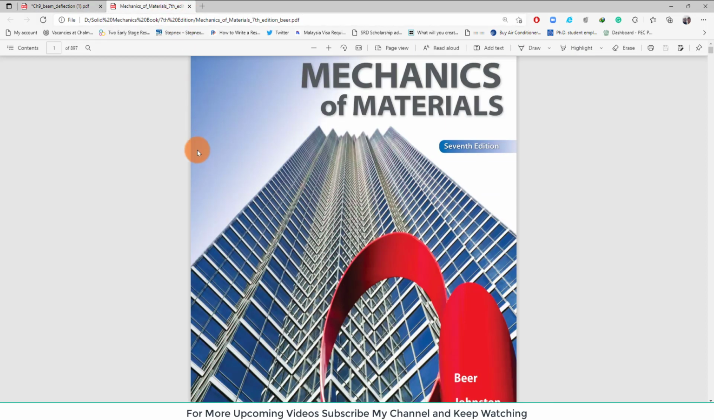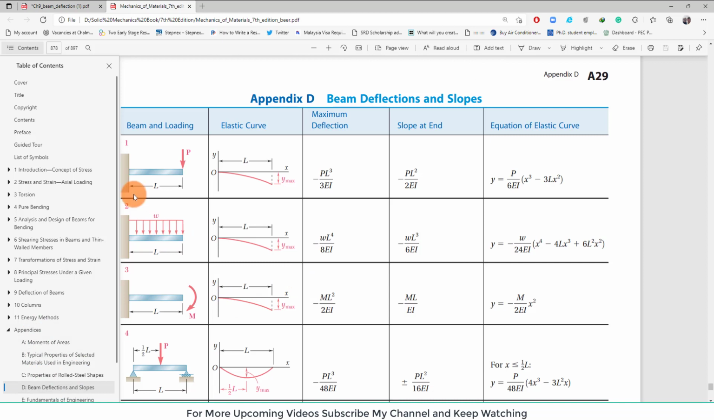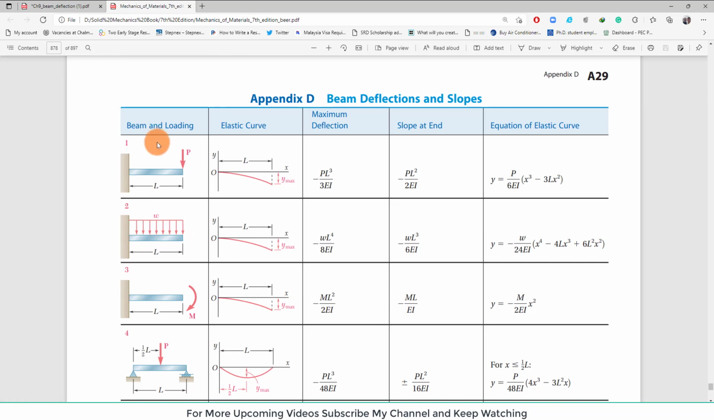This is the book Mechanics of Materials by Beer and Johnston, and this is the 7th edition. If you go to the end of the book, that is the appendix, and in the appendix if you go to beam deflection and slope, these are the tables that are available. You can see the table includes different columns. This is beam and loading.